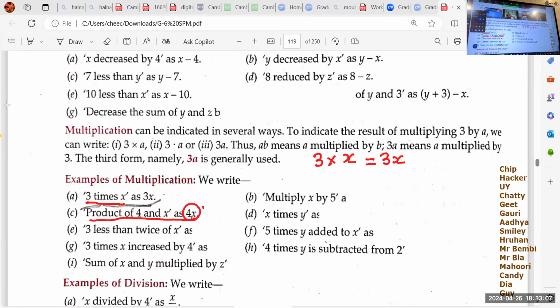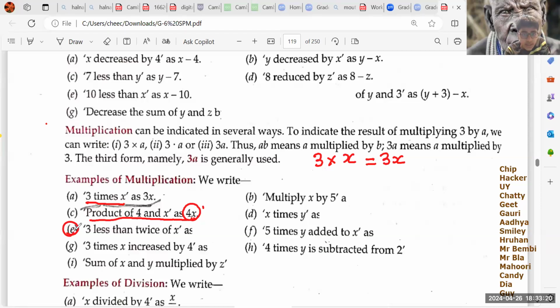Now, 3 less than twice of x. Mr. Bambi, give the answer. Sir, 3 less than twice of x. It will be x multiplied by 2 minus 3. Sir, x multiplied by 2, 2x, will be in bracket, minus 3. Beta, it will be 2x minus 3.